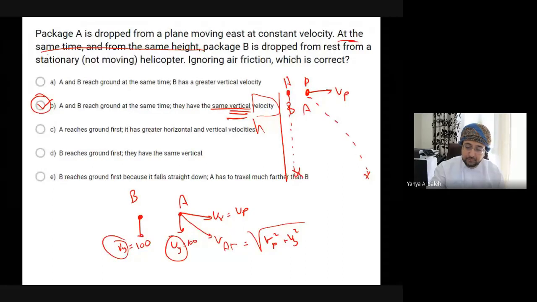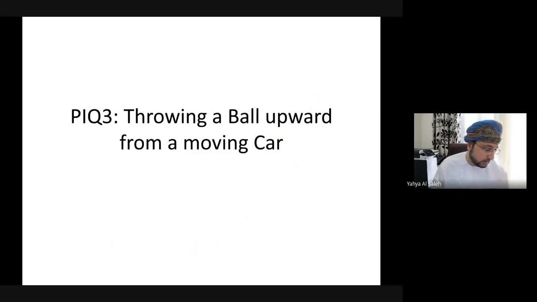So this is very important. They don't have the same velocity. They have the same vertical velocity. Their y components are the same. Their total velocity is not. But what actually matters for how long it takes to hit the ground is the y. So that's why they hit the ground at the exact same time.